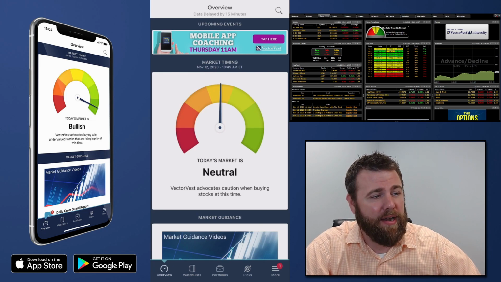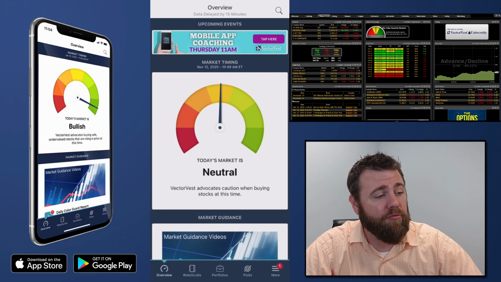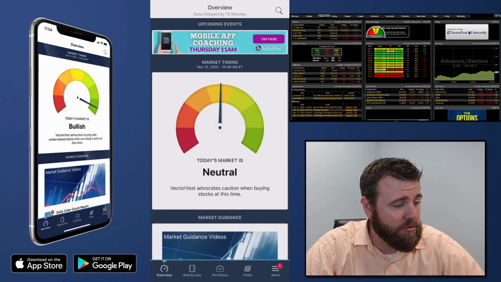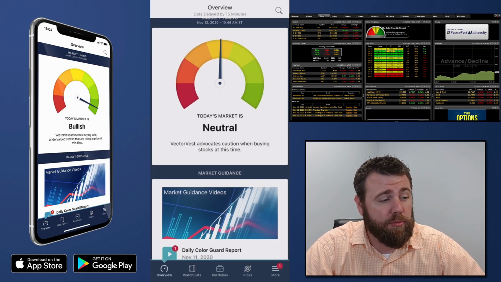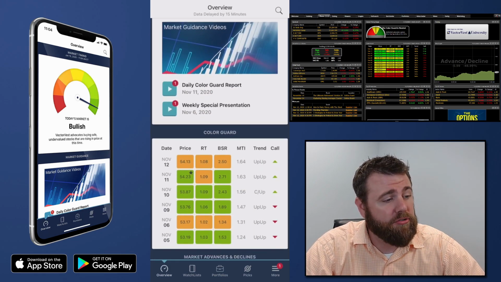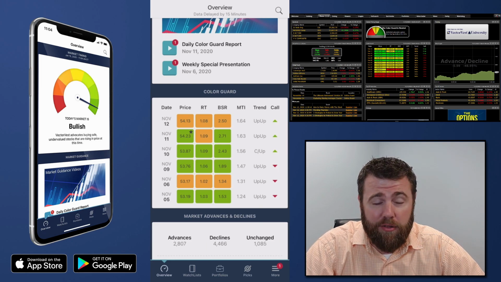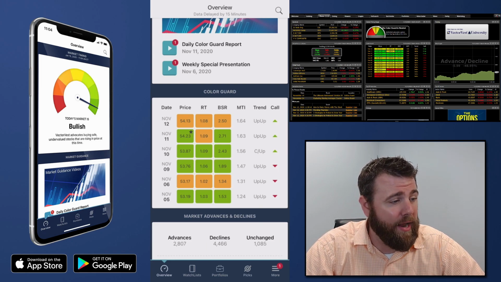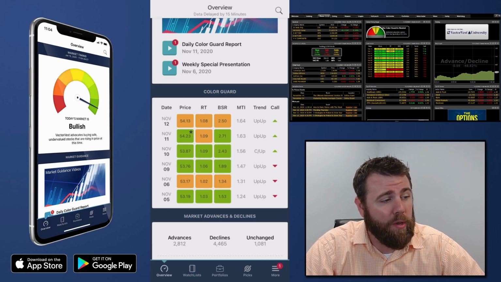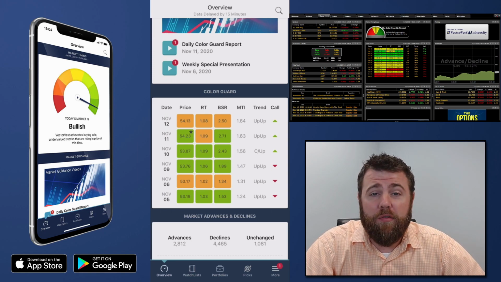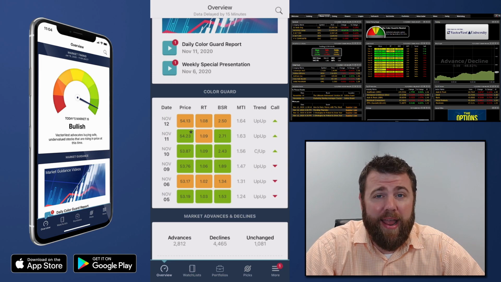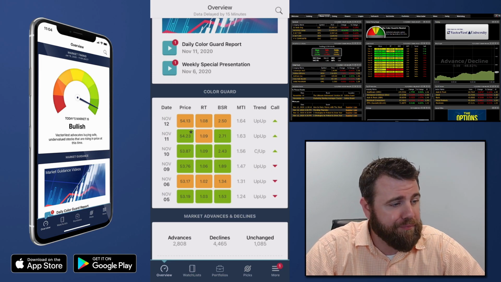As we can see right now, for the US market, we are 3 ticks into the yellow. The market is neutral. We advocate caution when buying stocks at this time. We scroll down here and see those 3 yellow lights coming from the top row of lights in the Color Guard. The price is lower day over day. RT is lower day over day. BSR is lower day over day, but still higher on a week over week basis. So week over week, we're moving higher. Day over day, slightly pulling back a little bit.